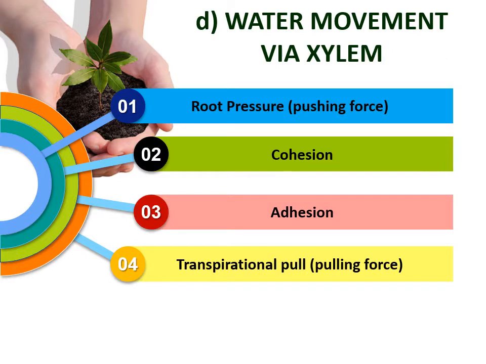Water and dissolved materials will move upwards as xylem sap. The movement is against gravity. There are two mechanisms involved in the process: root pressure or pushing force and transpirational pull or pulling force. Cohesion and adhesion in the xylem vessels facilitate the transport of water by bulk flow.